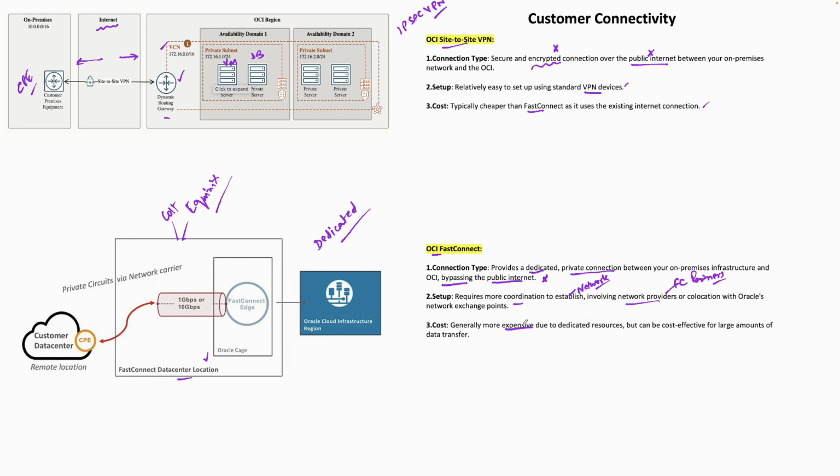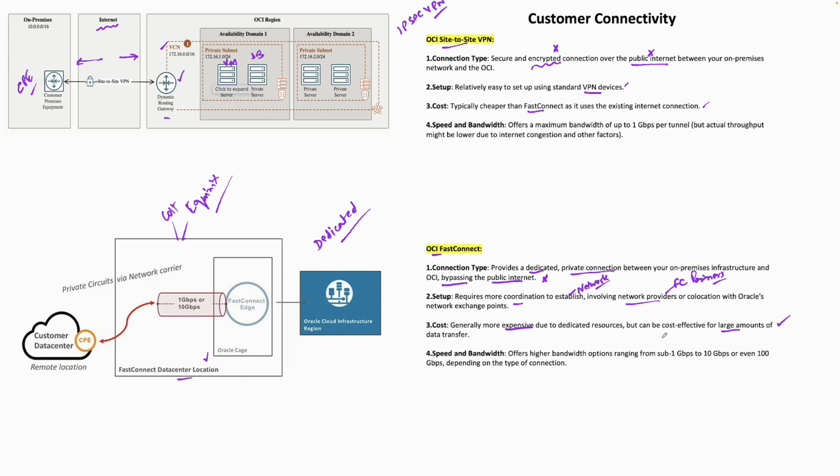to dedicated resources. As I said, there's a dedicated line between your customer data center and your Fastconnect location, but it can be cost effective for a large amount of data transfer. Yes, it's quite important. If you are connected via the IPsec VPN approach, but you are paying a lot in terms of data transfer, then it helps to go via the Fastconnect approach.